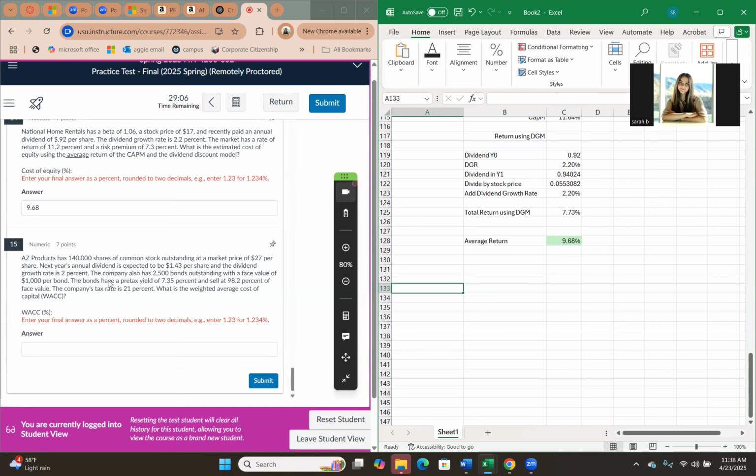They have a pre-tax yield of 7.35% and sell at 98.2% of face value. The company's tax rate is 21%. What's the weighted average cost of capital?